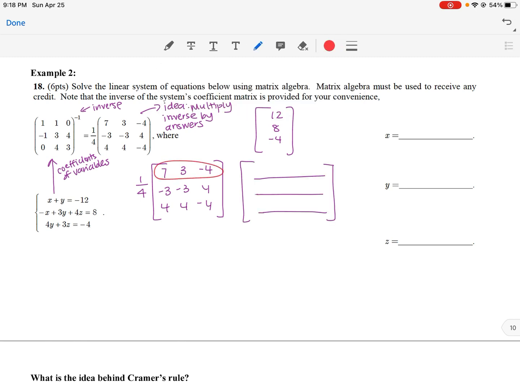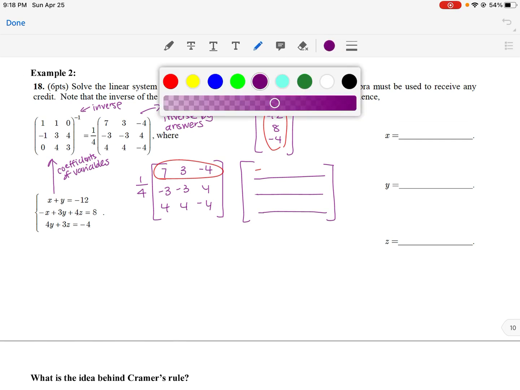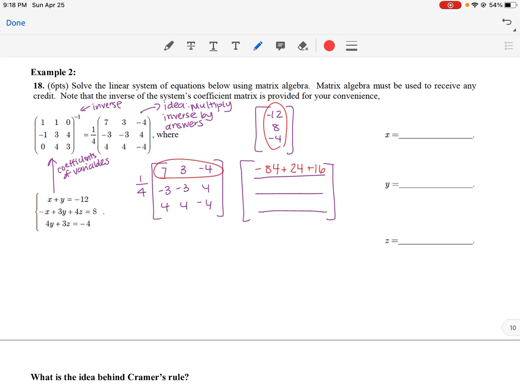Okay, row times column. So here we have negative, I missed a negative, that 12, close call. We've got -84 plus 24 plus 16. The way I got that is 7 times -12 is -84, 3 times 8 is 24, -4 times 4 is 16.